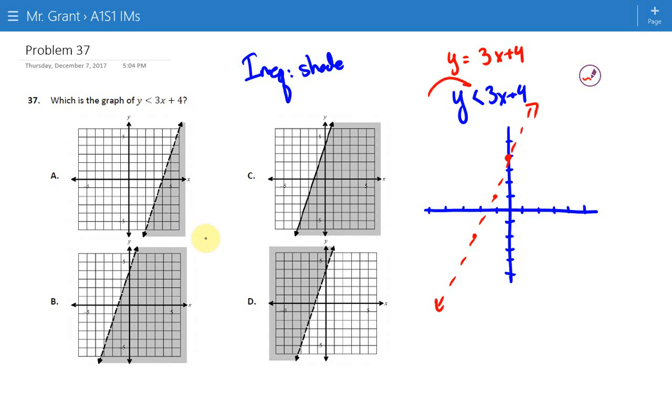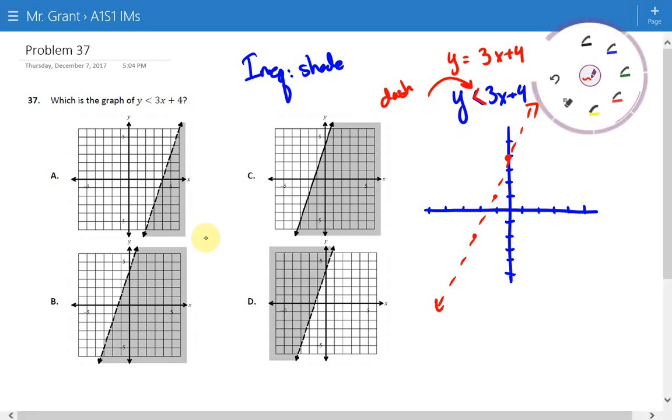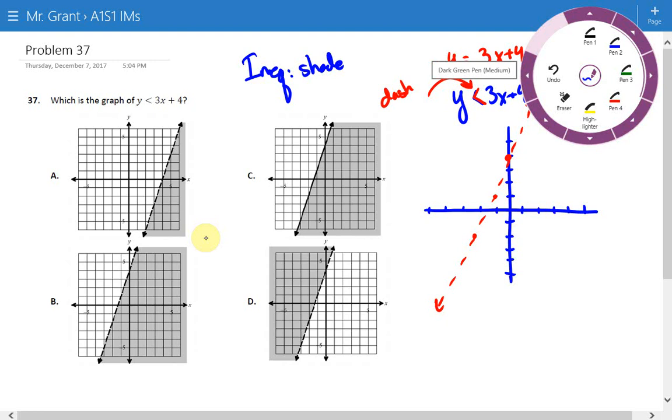And if you want a reminder, you should probably label this that we have to dash this, right? If it said less than or equal, then we would make it a solid line, but it doesn't, so we don't. There's our boundary line. This boundary line separates all of the points that do work in the original equation from all of the points that don't work.